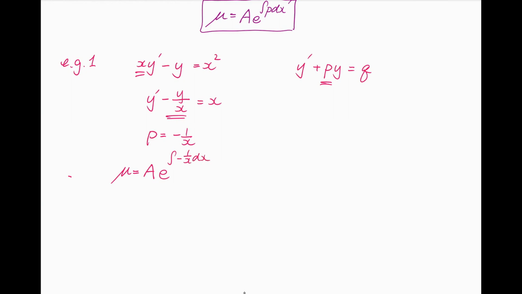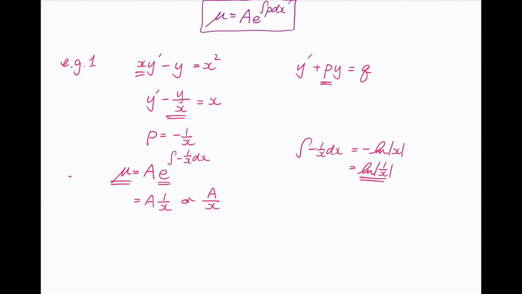If you integrate this negative 1 over x dx, you're going to get negative natural log of x. Essentially you can write it as natural log of 1 over x then. So here I have natural log of 1 over x, and it's on top of this e function. So exponential of a natural log, essentially they cancel out. So I have a times 1 over x then, or you may write it as a over x. So now I have the integrating factor.